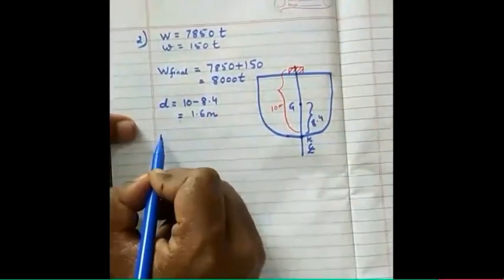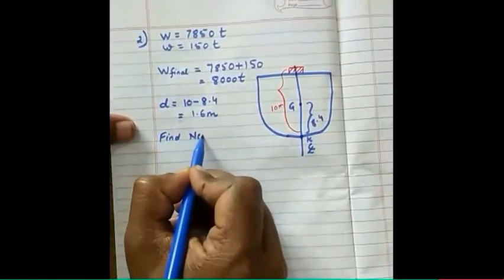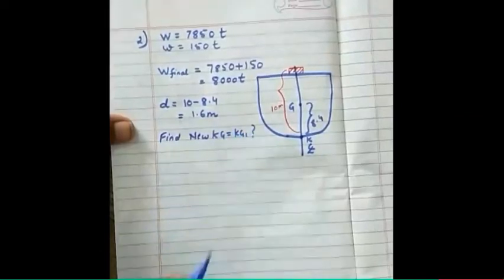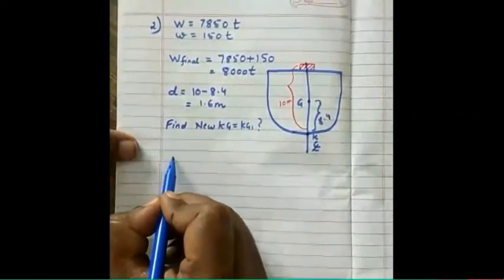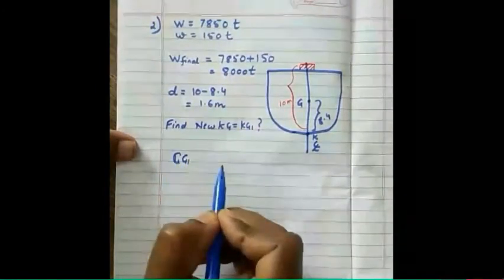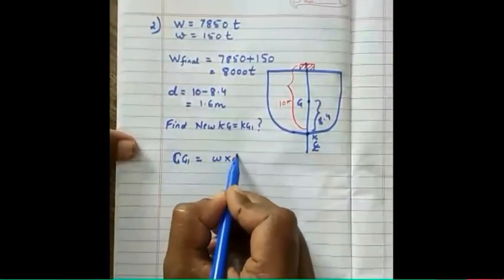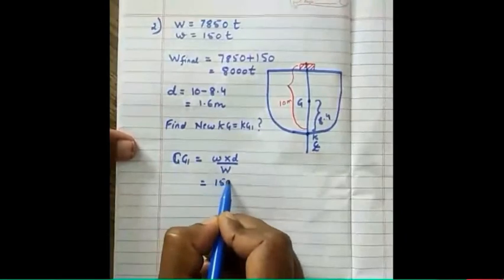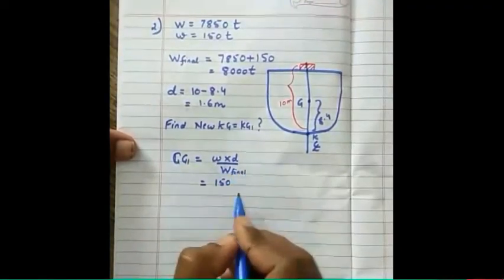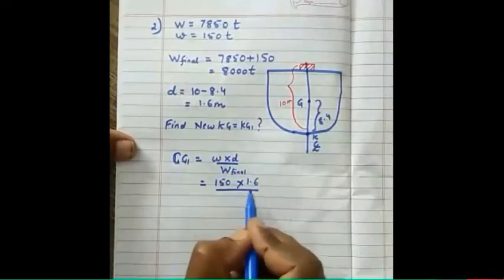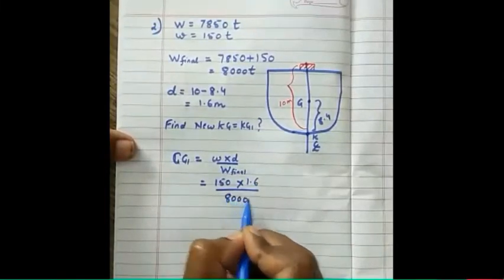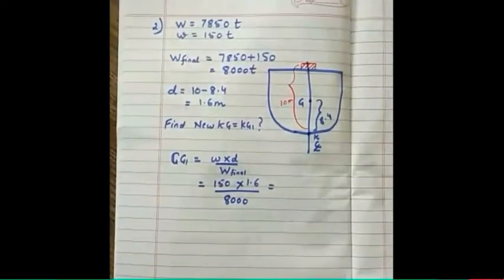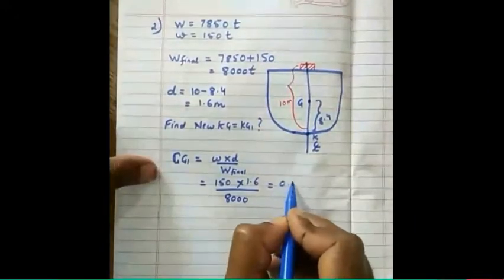And my question is find what? New KG. That means KG1 is my question. So I'll write the formula. First I'll find GG1, how much it is shifted. GG1 is equal to w into d by capital W, right? So I'll substitute. w is 150, into what is the distance? 1.6, divided by W final, which is 8000. So 150 multiplied by 1.6 divided by 8000. 0.03, sir. 0.03 meter.